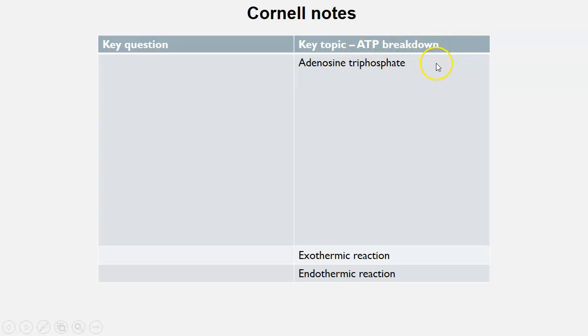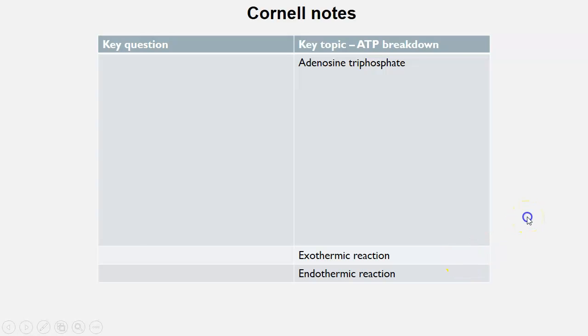This is not actually an energy system, so we're not looking at the ATP-PC system or the glycolytic system or the aerobic system. We are specifically looking at ATP, which is known as adenosine triphosphate. As you can see, I've left quite a big blank for this one. We're going to need quite a few notes on adenosine triphosphate, so make sure you are aware of that. Then I just want us to be aware of the terms exothermic reaction and endothermic reaction.